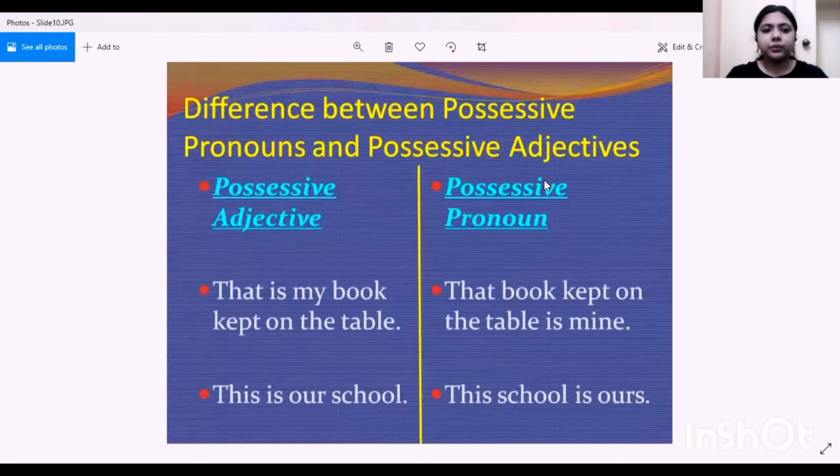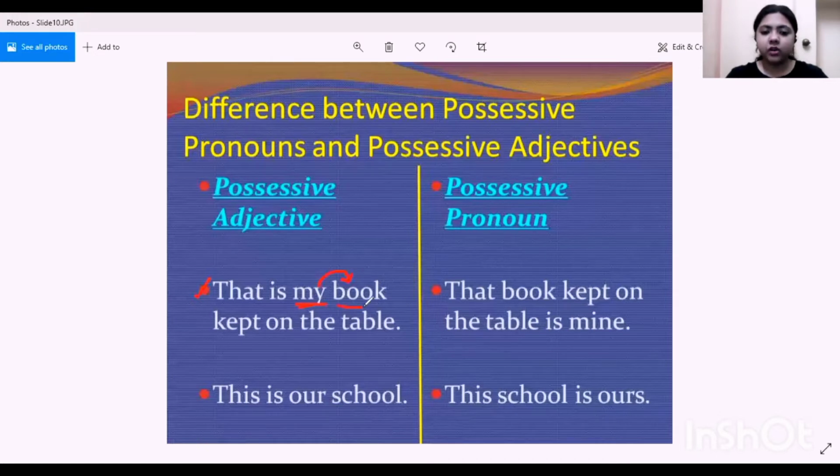Now, have a look at the difference between possessive pronouns and possessive adjectives because they look somewhat the same, but there's a difference. See, that is my book kept on the table. On the left side, you can see possessive adjective, and on the right side, you can see possessive pronoun. So let us look at the first example. That is my book kept on the table. So this my is followed by a noun.